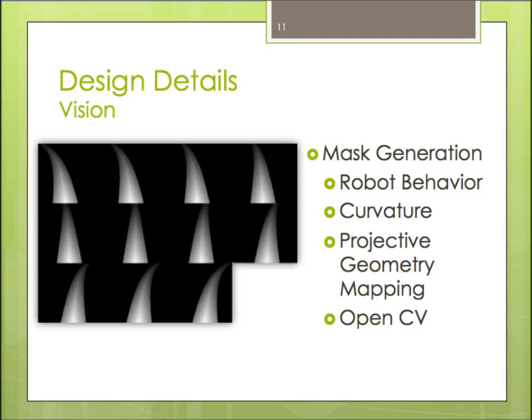First, the path that the robot needs to finish in the real world will be determined. Then the curvature of the path will be calculated. After that, projective geometry is used to map the real-world path into the image world. Finally, the OpenCV library is used to generate the 11 masks.